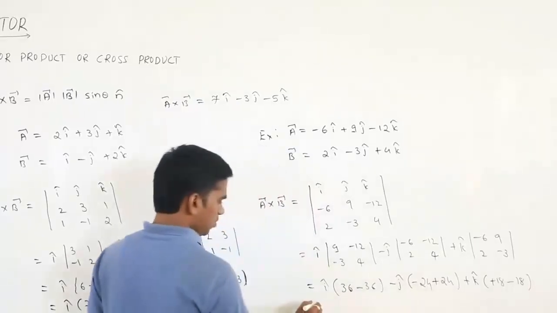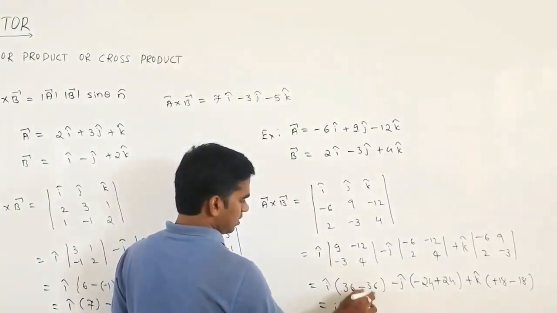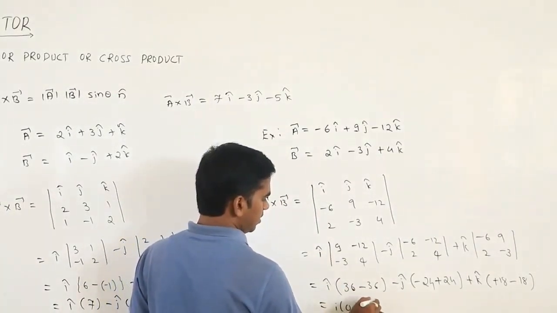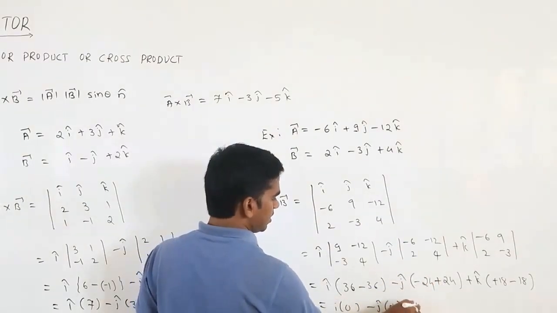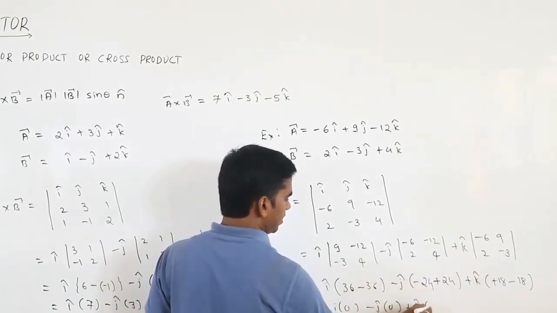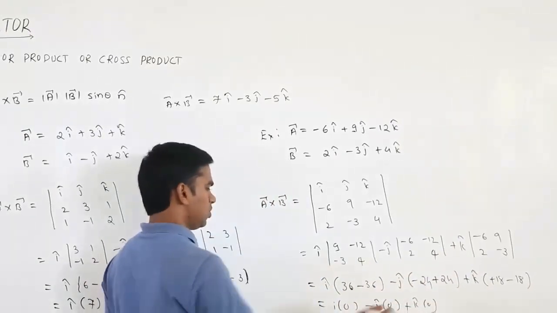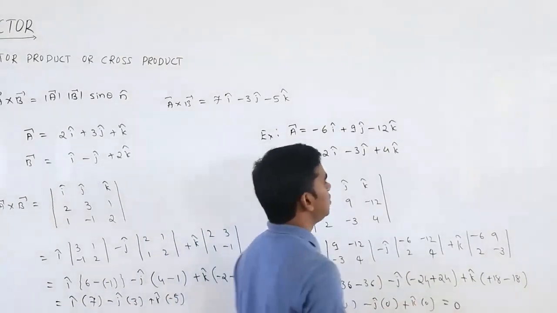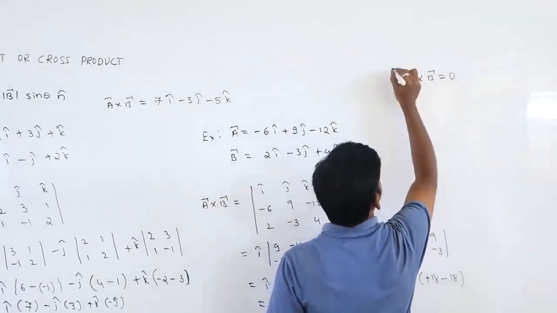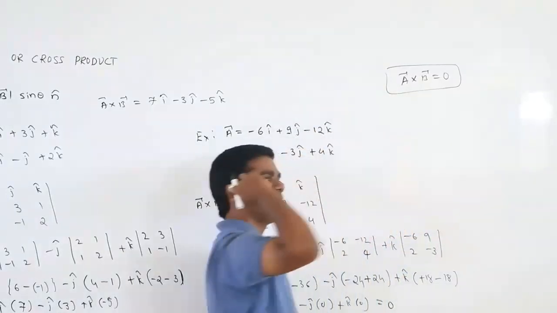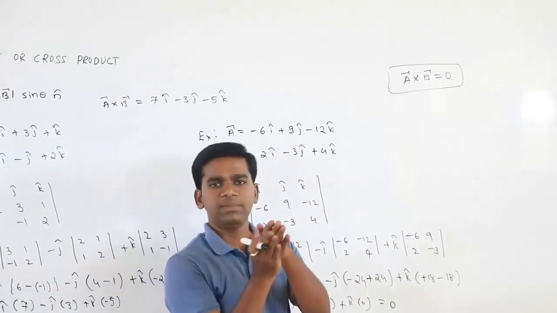Okay, so what you got is i cap into 36 minus 30 is 0, minus j cap into minus 24 plus 24 is 0, plus k cap into plus 18 minus 18 is going to be 0. So totally what it has got, you got it as 0. That means vector A cross B equals to 0. Vector A cross B resultant is 0 means what? Angle between them is 0.